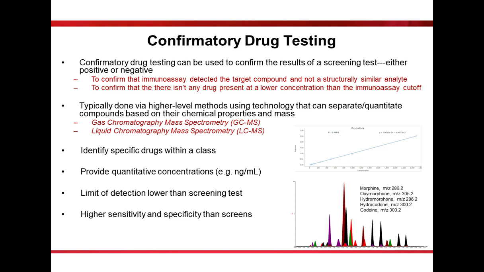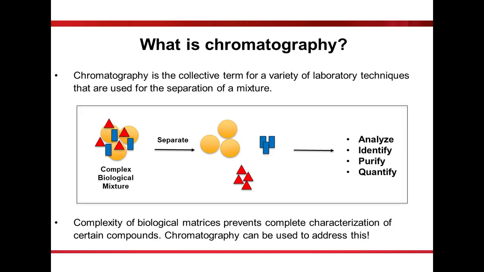Confirmatory testing also provides quantitative concentration. So you not only know exactly which compound is in there, but how much of it is present. The limit of detection for these tests tend to be lower than screening tests because of the nature of the method, and they provide higher sensitivity and specificity than screens.